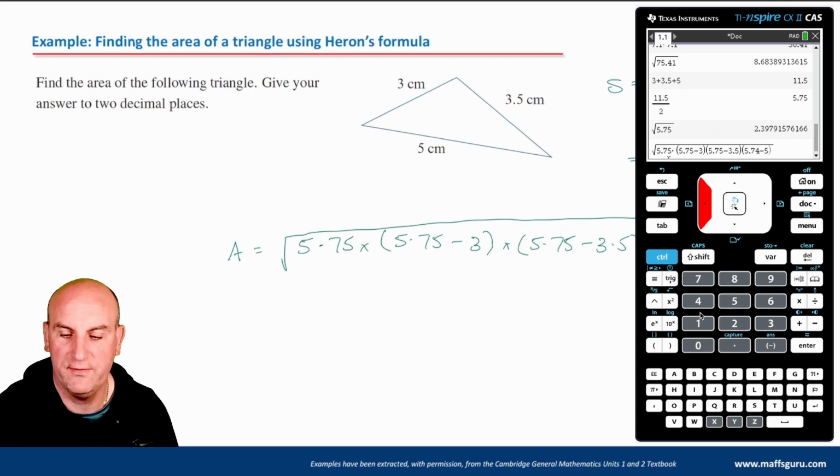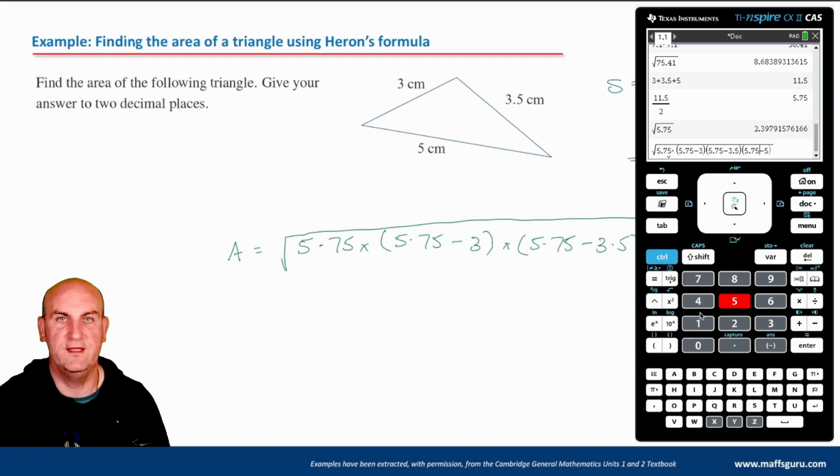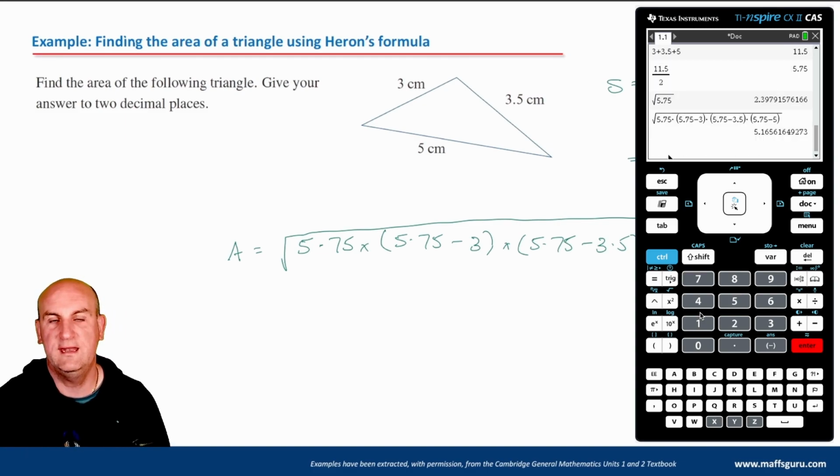And he's hit the wrong button there. Thank you for shouting at me. 5.75, 5.75 minus 3, 3.5 and 5. Hit enter, and there we go.